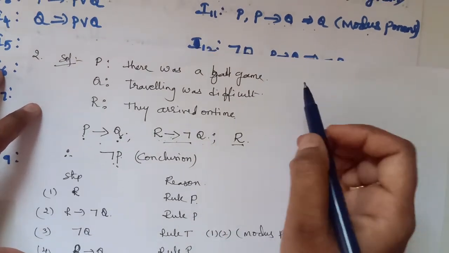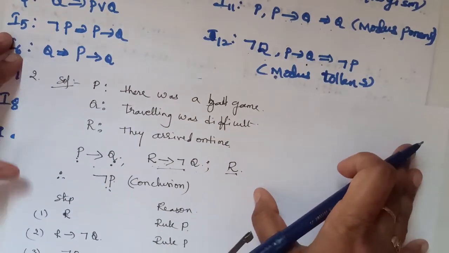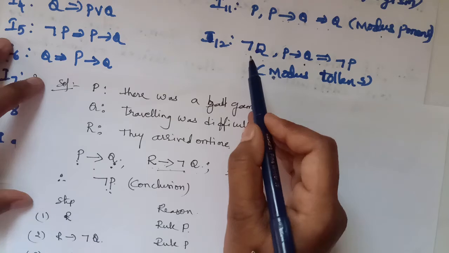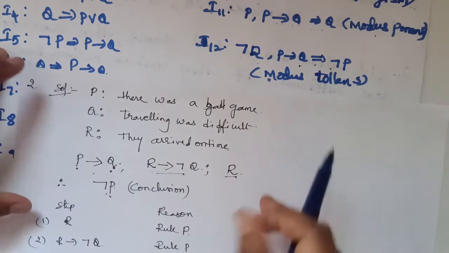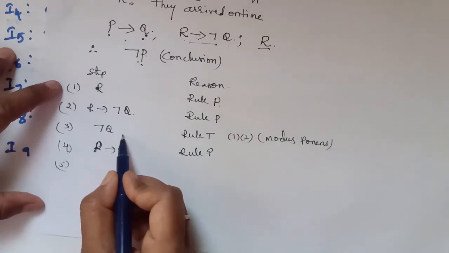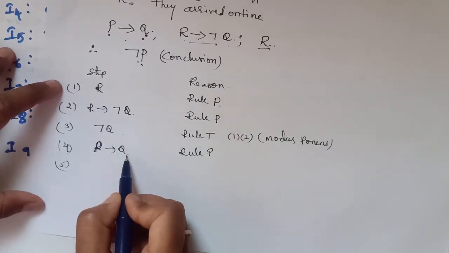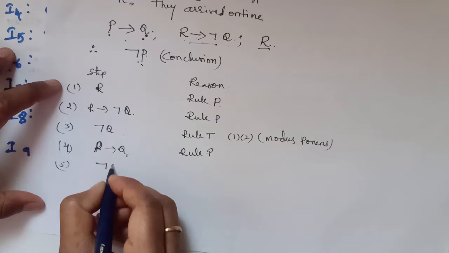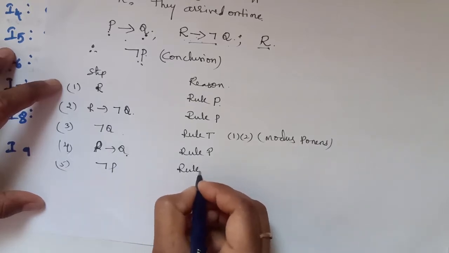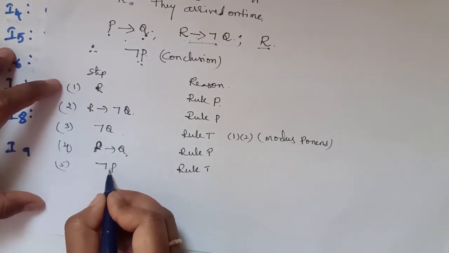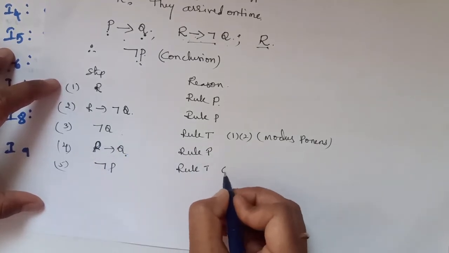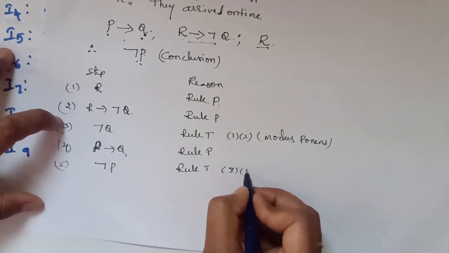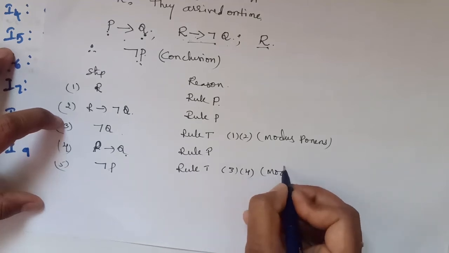Yes. Look at this modus tollens implication formula: negation Q, P conditional Q implies negation P. So here negation Q, P conditional Q implies negation P. So this is negation P. So we have derived this premise from these two premises. So rule T, 3 comma 4, this is modus tollens.